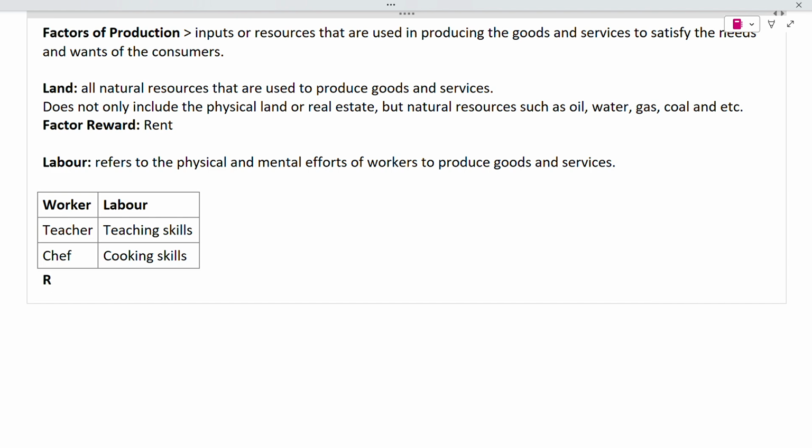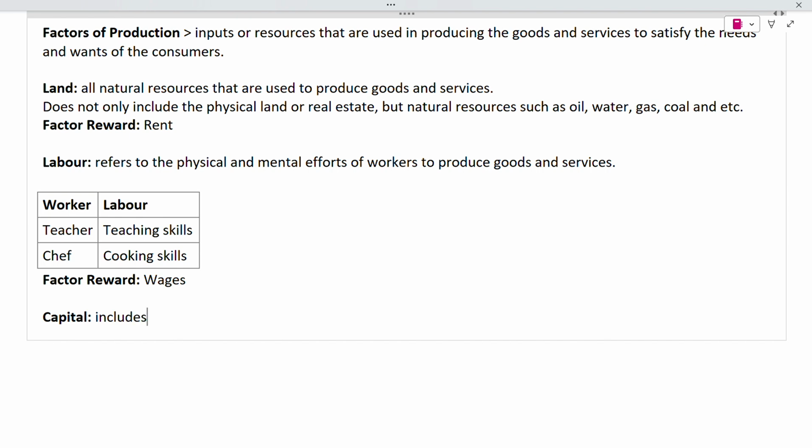Now remember that the factor reward for labor is what we call wages. So the payment that is made to labor against its skills is what we call wages. Moving on, the third factor of production is what we call capital. One thing that you need to remember about capital is that money is not capital in economics, and we'll talk about this in a while.